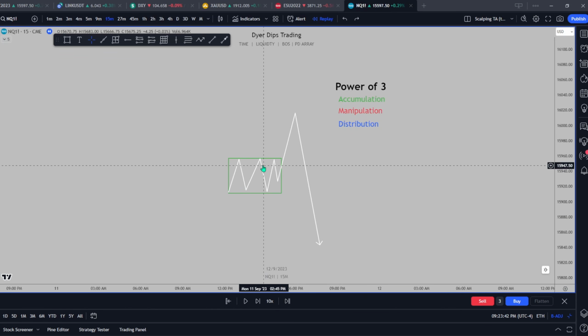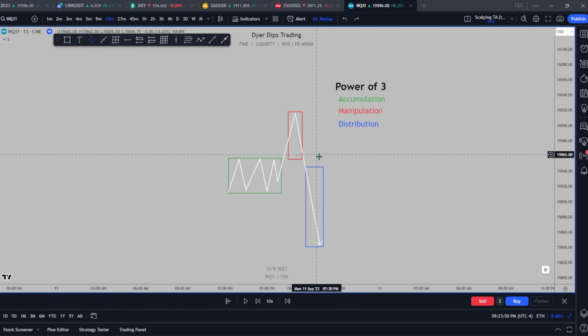So this is our accumulation phase, and now we're looking for the manipulation phase, which is this fake move up. This is what we would consider a Judas swing, and then you have your expansion move down. So smart money is accumulating short positions in here, and then they are accumulating as much as they can on the manipulation up. They're going to fake price up, and they're going to start accumulating short positions up here even more, so they can distribute them all the way down.